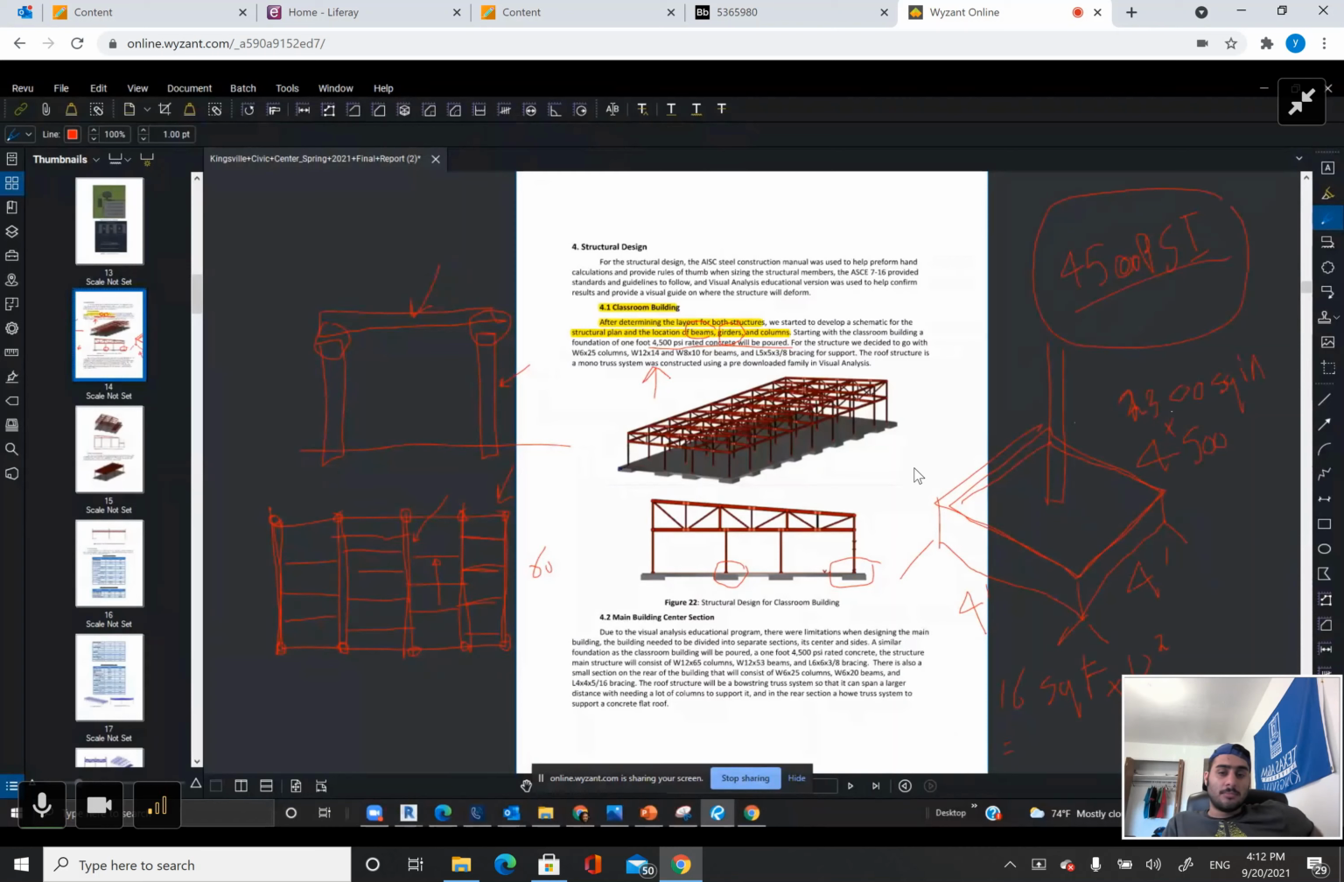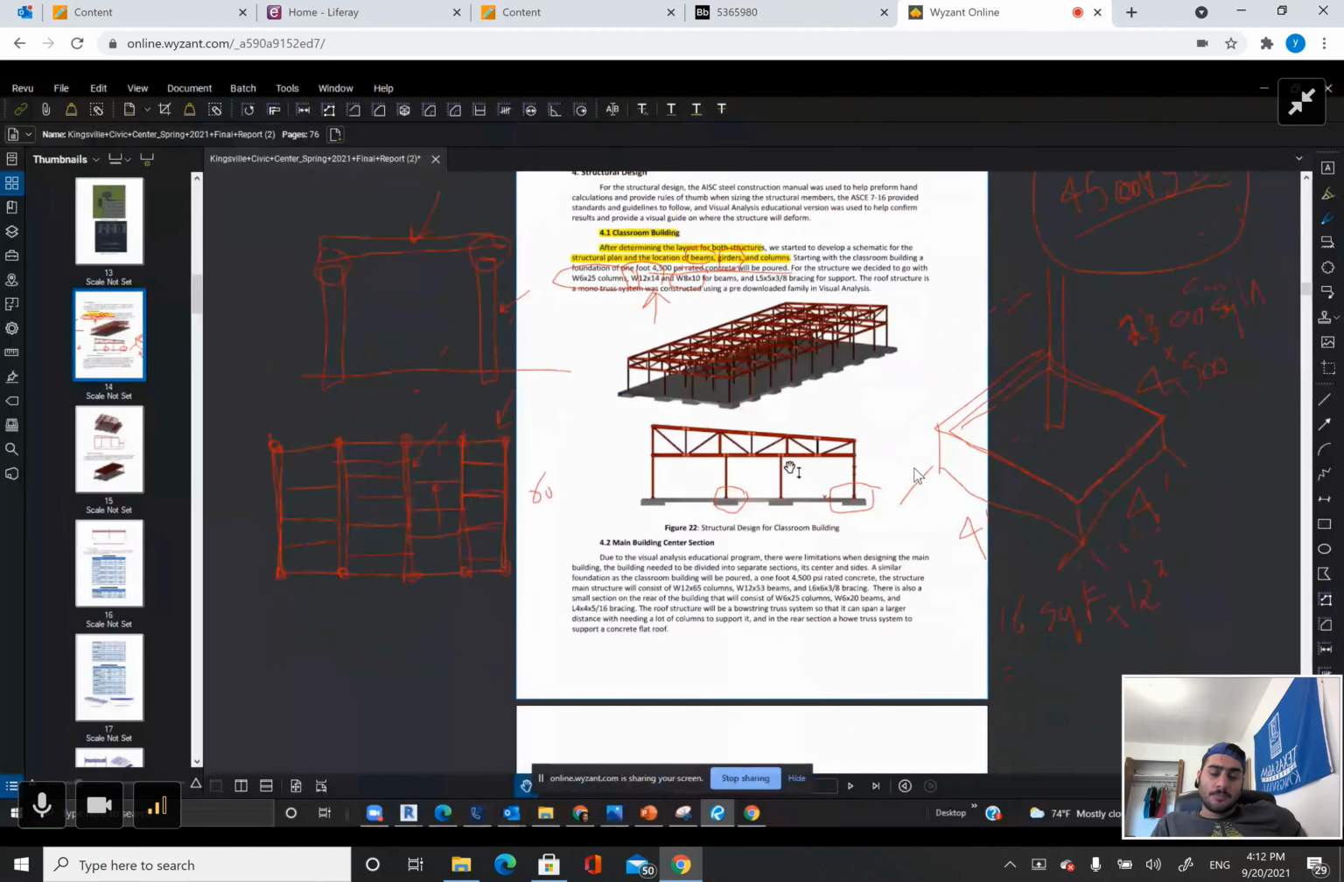Now for the structure, they said we decided to go with a W6 by 25 column, a W12 by 14 beams, and W10 by W8 by 10 for beams, and LS 5, that's another L-shaped framing member bracing for the support. The roof structure is a monotruss system constructed using a pre-downloaded family and visual analysis. Okay, interesting.